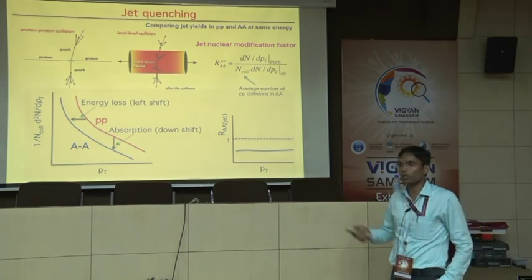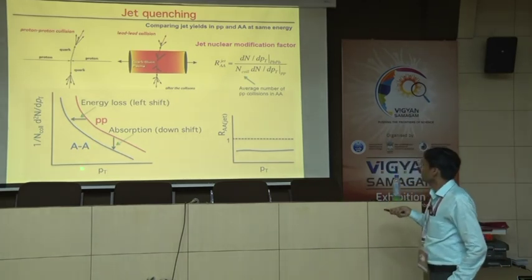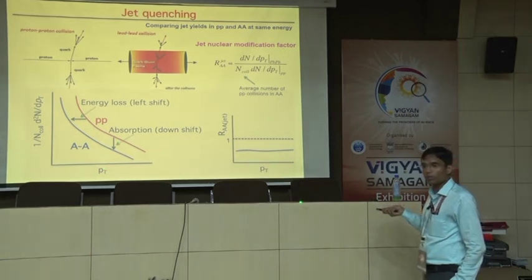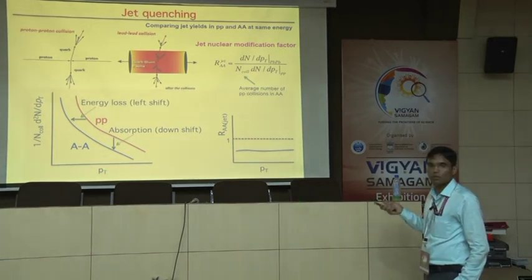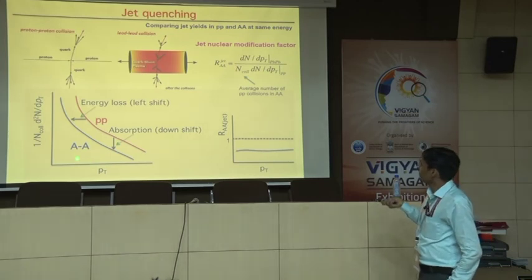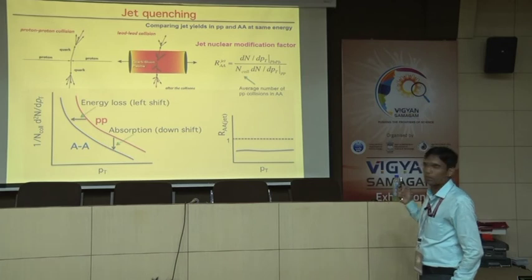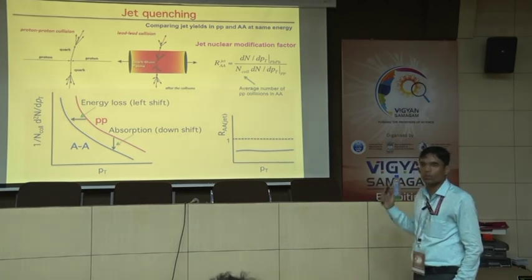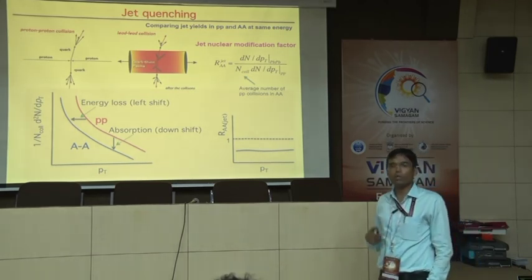I think you can understand this. You see what is plotted here? This is the PT of the jets, and this is the number, let us say. So how many jets are produced with this PT? Let us say the red one is PP. Now in heavy ion, what will happen?